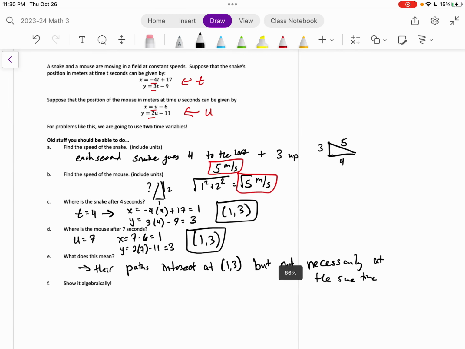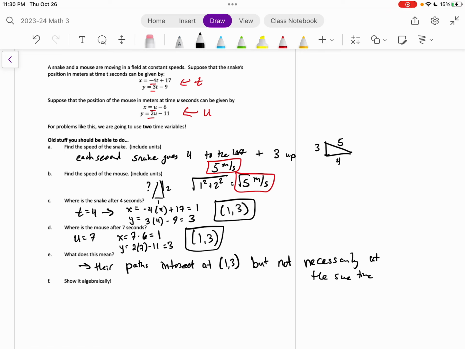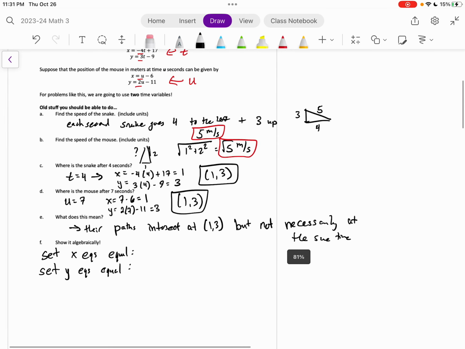So the way we're going to do that is we're going to create a new system of equations, going back to our first unit. If we think about where they intersect, we're going to set the x equations equal, and we're going to set the y equations equal. And then that's going to give us a system of equations with two unknowns. And the unknowns aren't going to be x and y. They're actually going to be t and u.